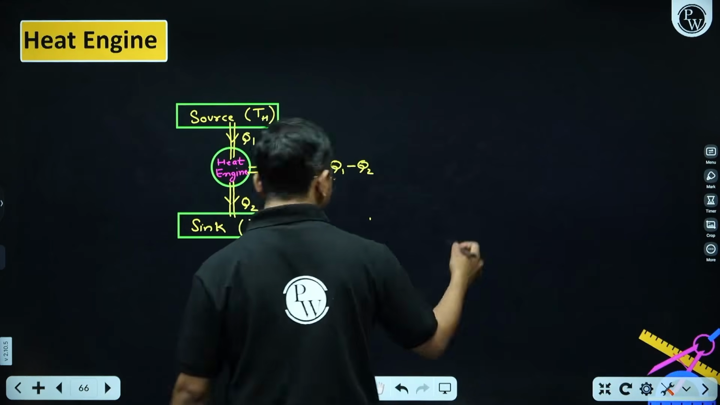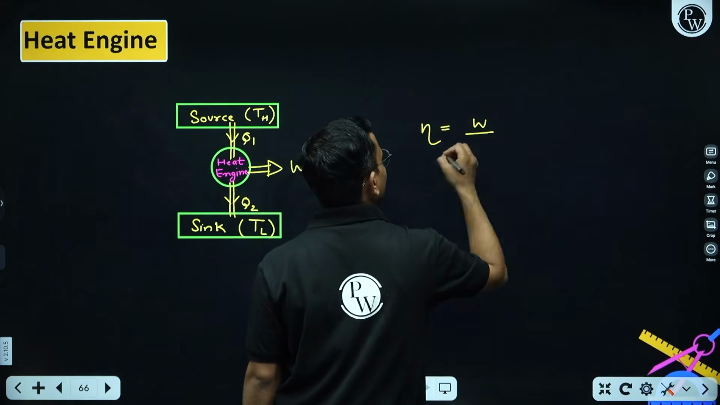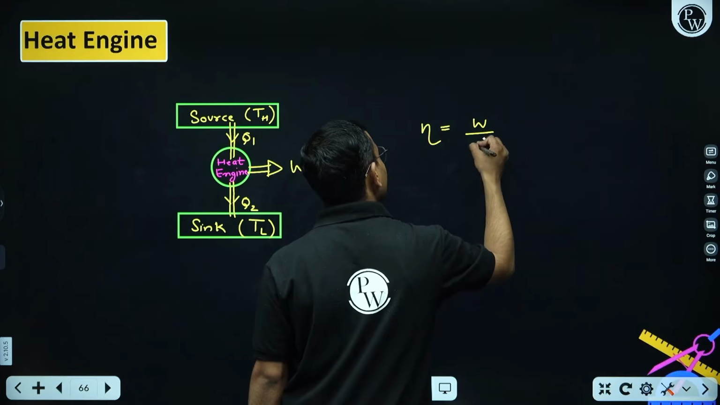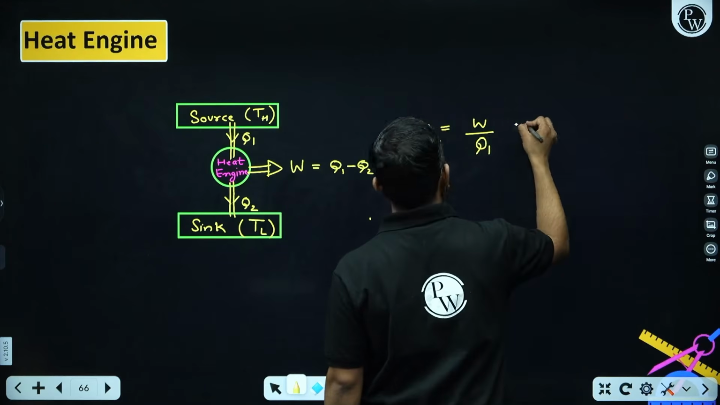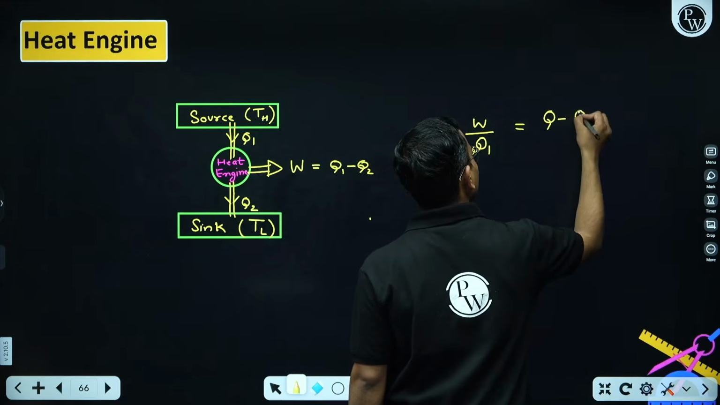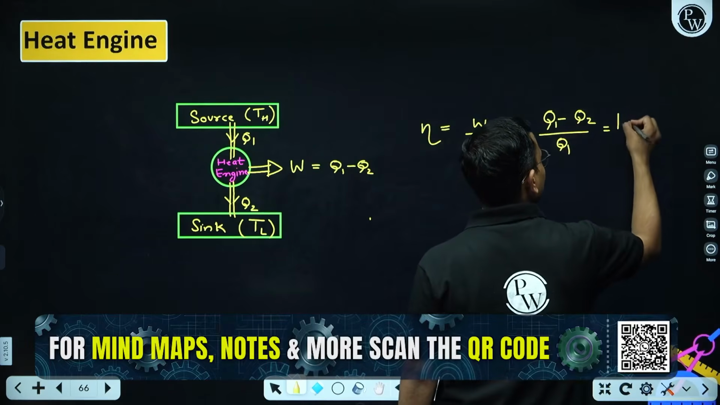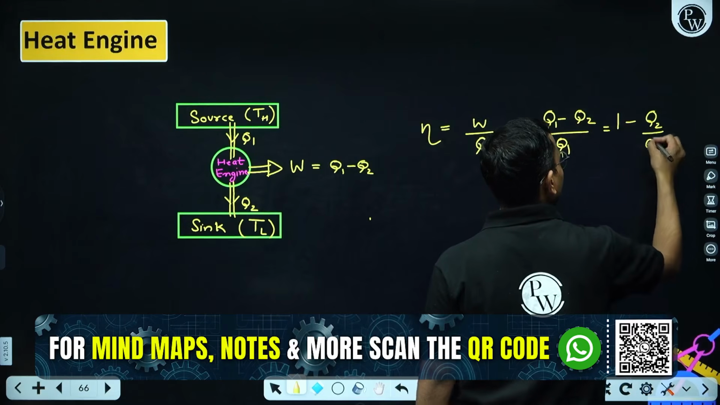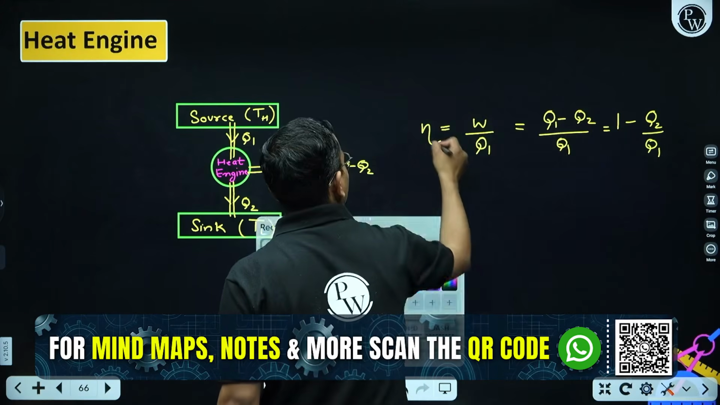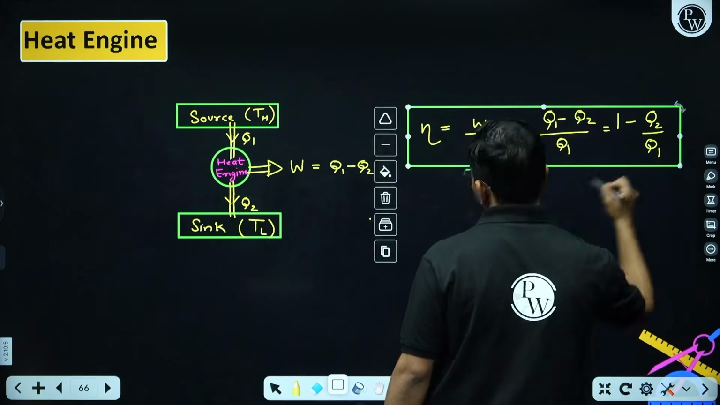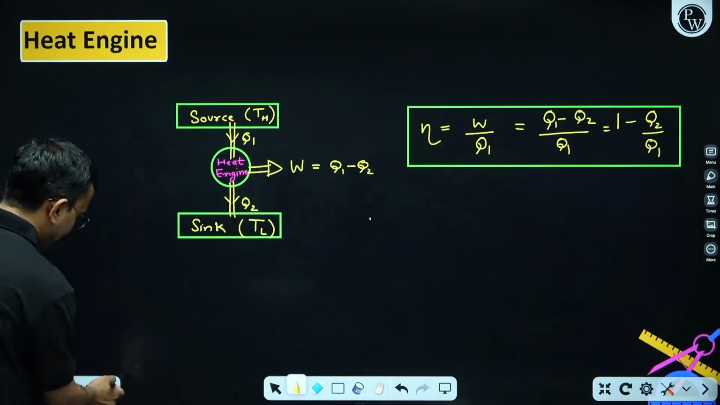Now if here I ask you what is the efficiency, you will say efficiency is equal to the work done divided by the heat we provided. What is work done? Work done in terms of heat you can write as Q1 minus Q2, divided by Q1, and this is 1 minus Q2 by Q1. Okay, so this is our heat engine.